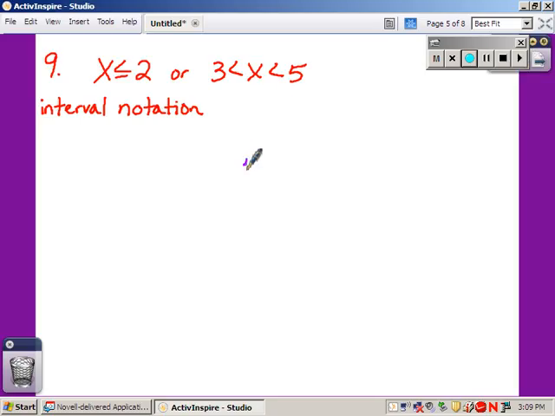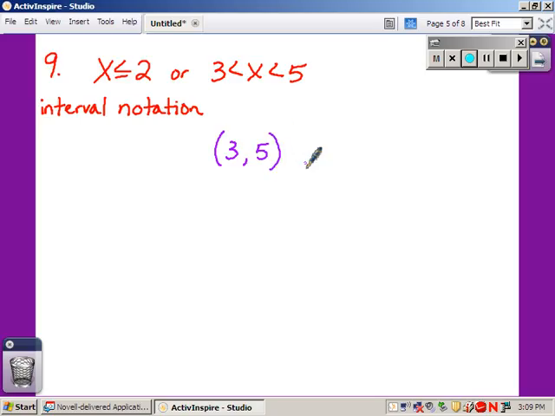We always start an interval with a comma, and then we need a low number here and a high number here. So the low number for that range is 3 and the high is 5. Now, there's no equal to symbols here, so that means they are not included. So we represent not included with parentheses.